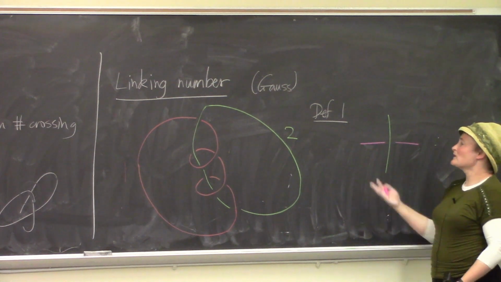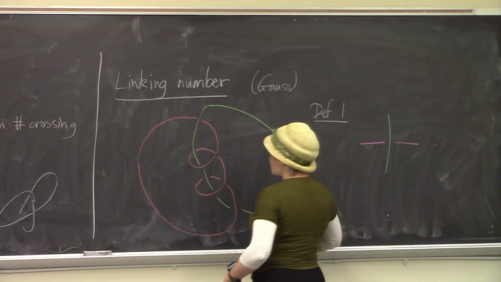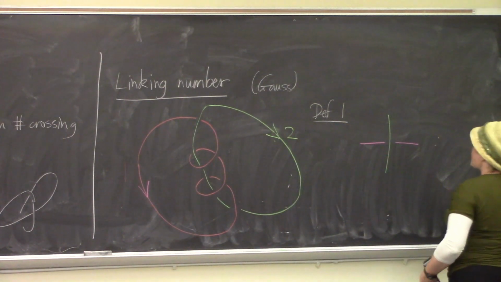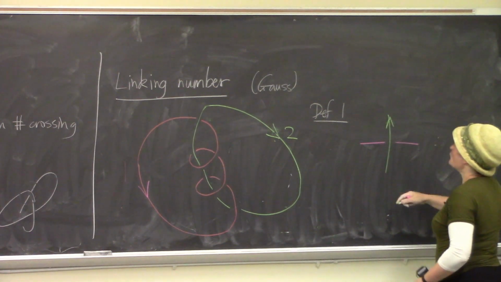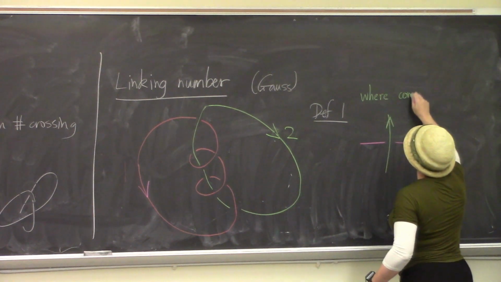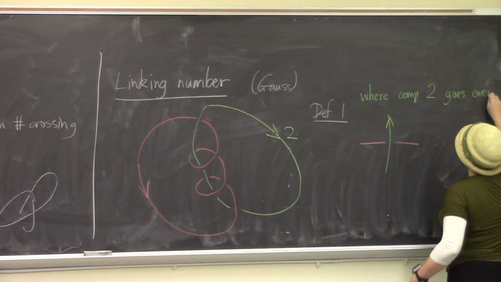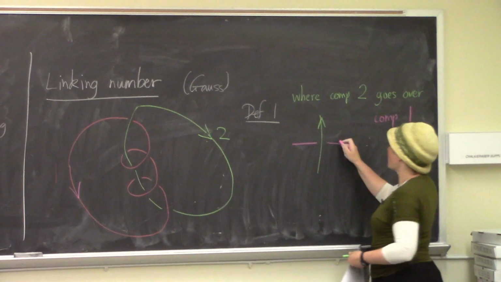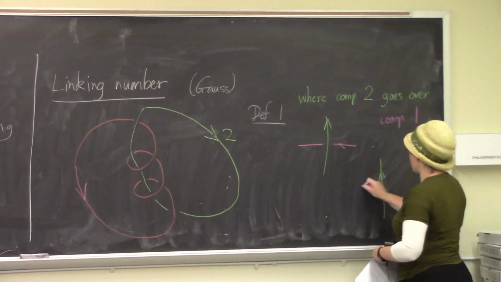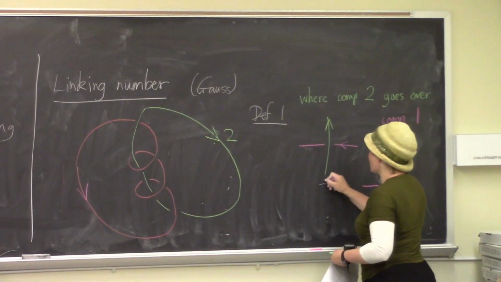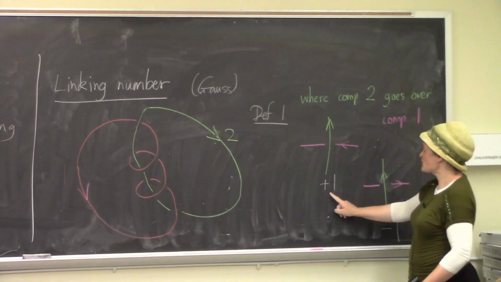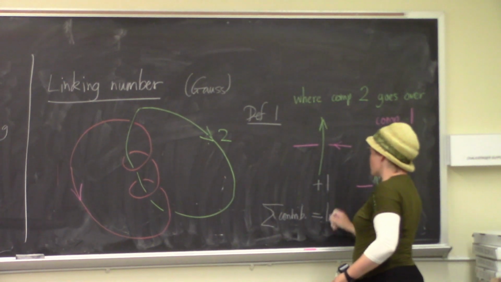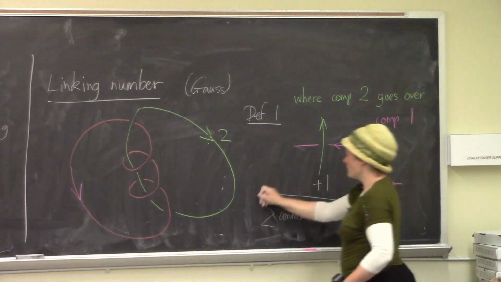Okay, so to make this work, we need to choose some orientations on the 2. So pick some orientation. Component 2 is going up, and we only look where component 2 goes over component 1. If it's going over, component 1 is going under, and it's either going from right to left, or from left to right. So we'll give this a contribution of +1, and this a contribution of -1. We'll take the sum of all the contributions, and that will be the definition of the linking number. Okay, so that's a definition.